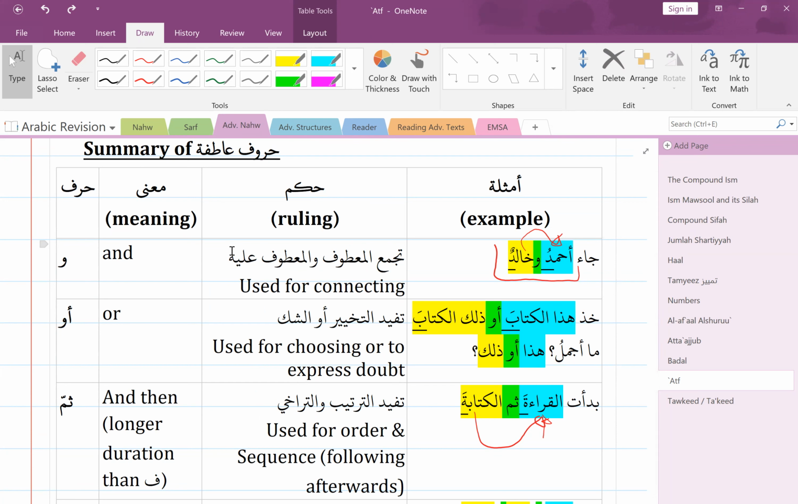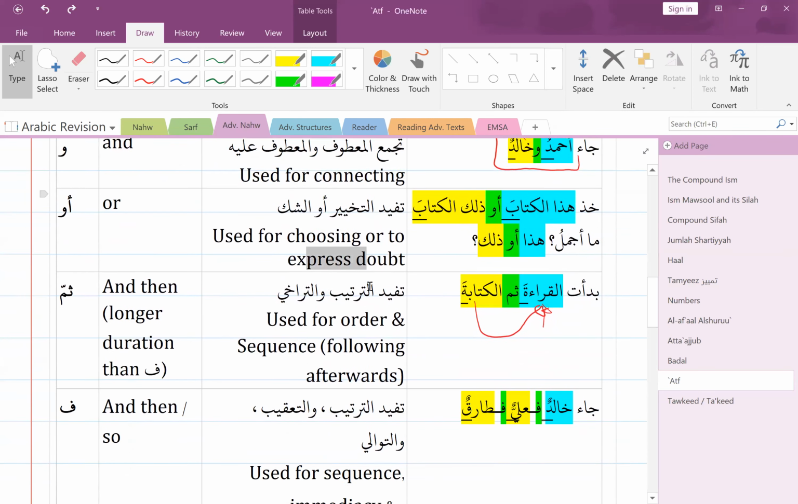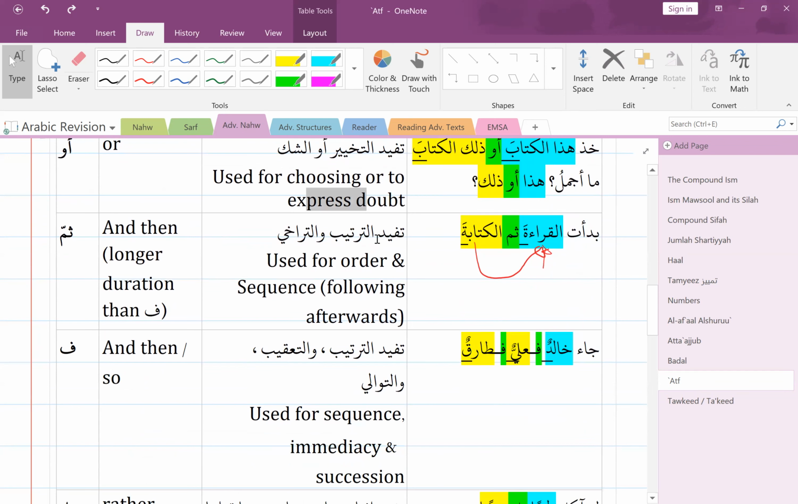Okay, wow as a connector is just for connecting. It doesn't have a specific role or specific ruling. It's just to connect, like the example we saw. And aw is for choice, and a shak is doubt. So it's either for choosing, used for choosing something, one or the other, or for doubt. And then thumma is tufidu tartib, which is like order, following a specific order, not jumbled up order.